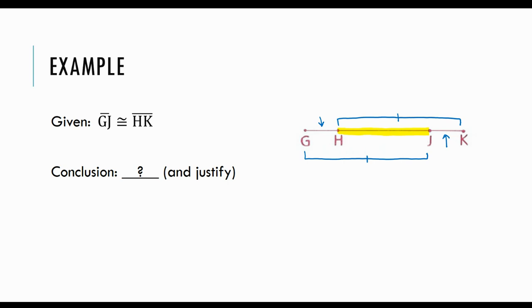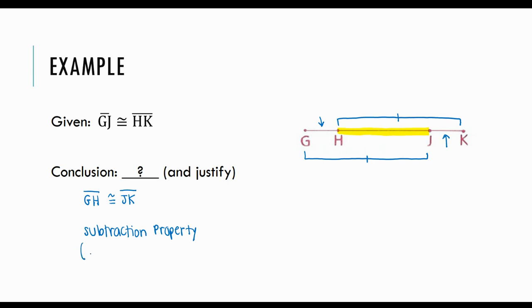If those two big segments are congruent and we take away the same amount from both, hopefully you're okay with the conclusion that the segment GH is going to have to be congruent to the segment JK. And how did we go from something big, which was given, to something small that we concluded? Well, to go from something big to something small, that would be the subtraction property.